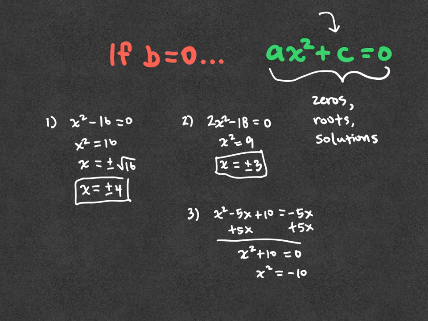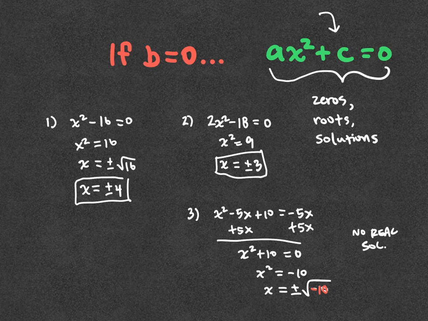Notice that we're going to have an issue, right? So when I take the square root of both sides, we have a major issue, and there should be bells and whistles going off here. I can never take a square root of a negative number. Therefore, in this case, there are no real solutions. No real solutions.